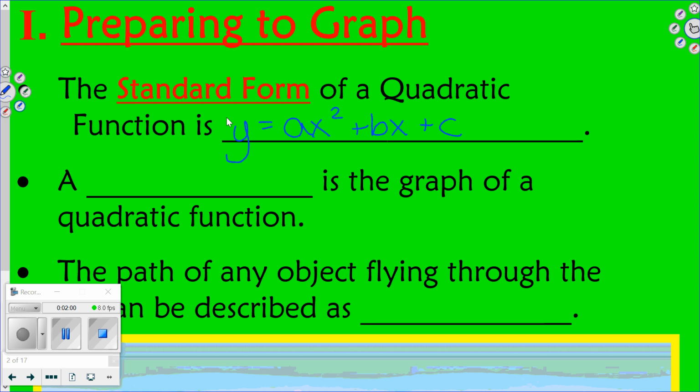Today we're only working on graphing quadratics by hand. I will never ask you to graph anything more than a quadratic by hand, like for exactness, because it's just too hard. A blank is the graph of a quadratic function. Do you know what shape it makes? I should ask that first.